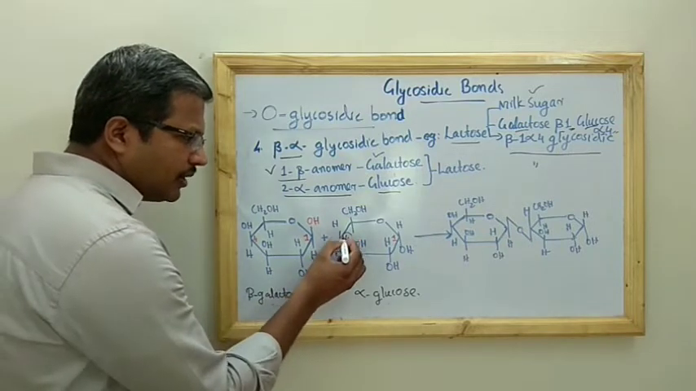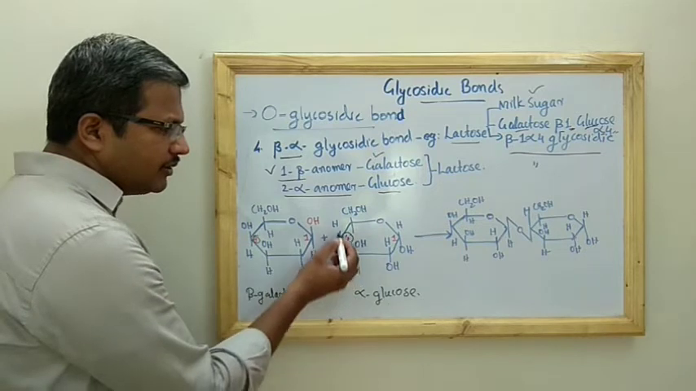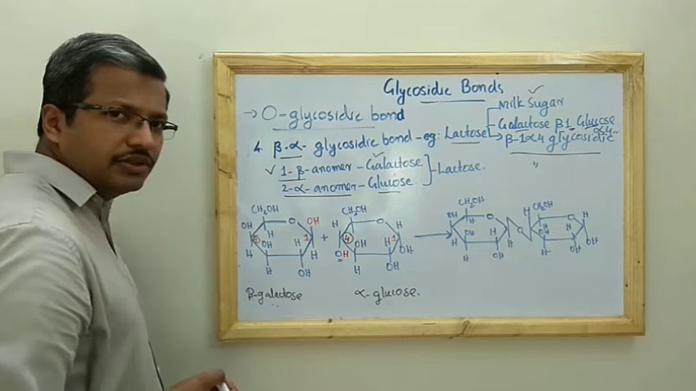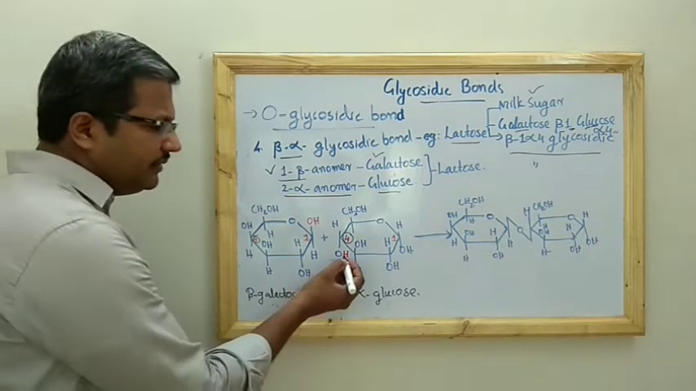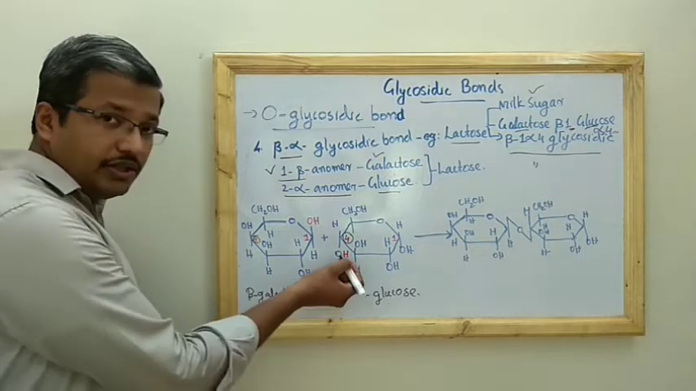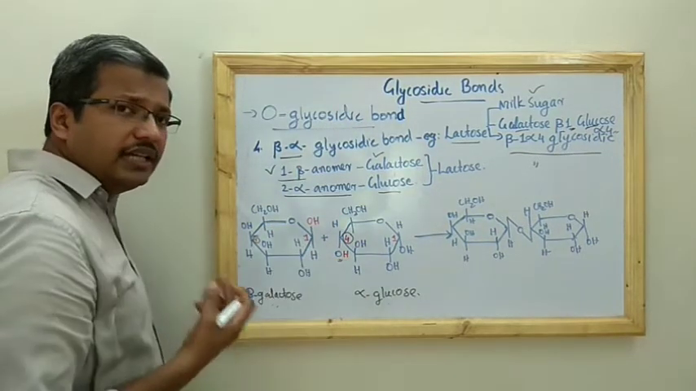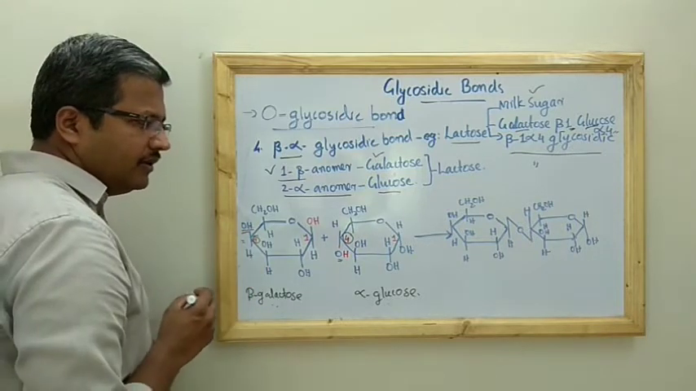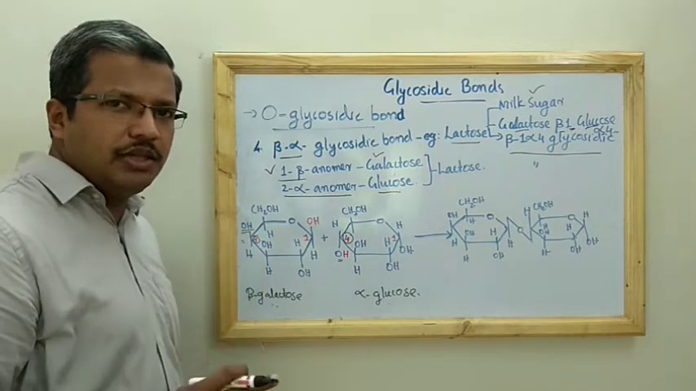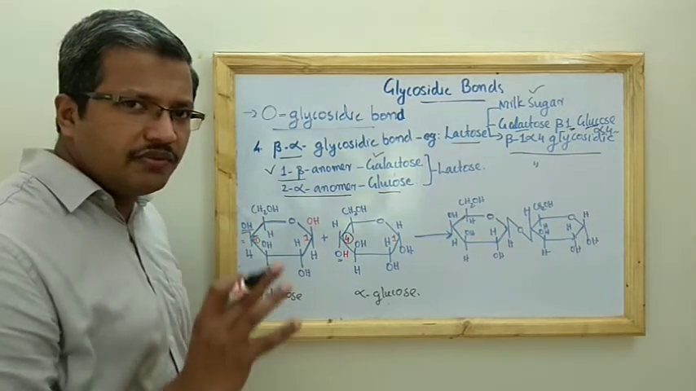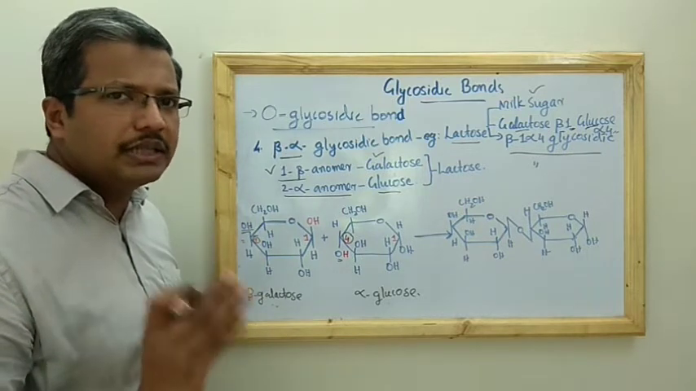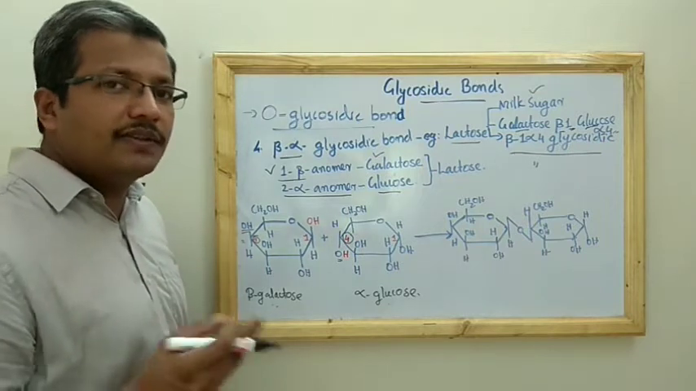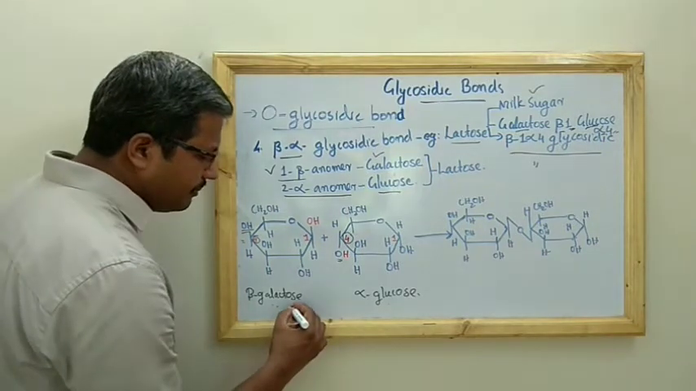You can see the fourth carbon. The configuration at the fourth carbon is different. The fourth carbon OH is below the plane here; in the linear structure it will be on the left side of the molecule. And here we can see that it is on the right side. Monosaccharides which differ in configuration only at one carbon, except the penultimate carbon, are called epimers.